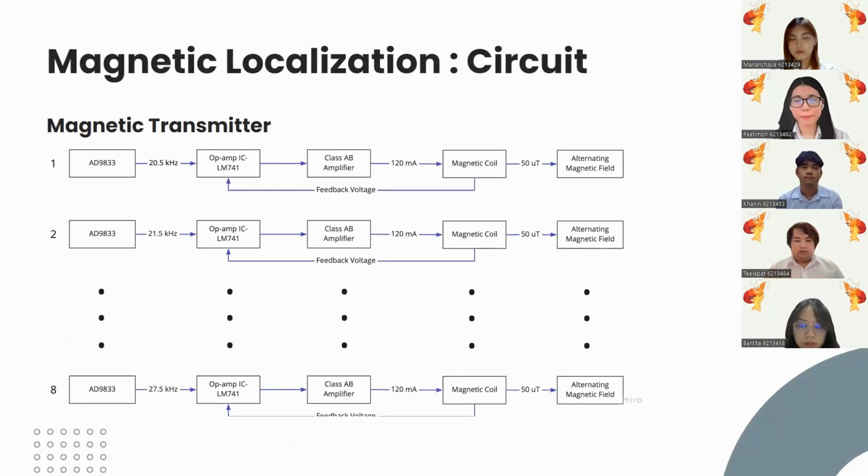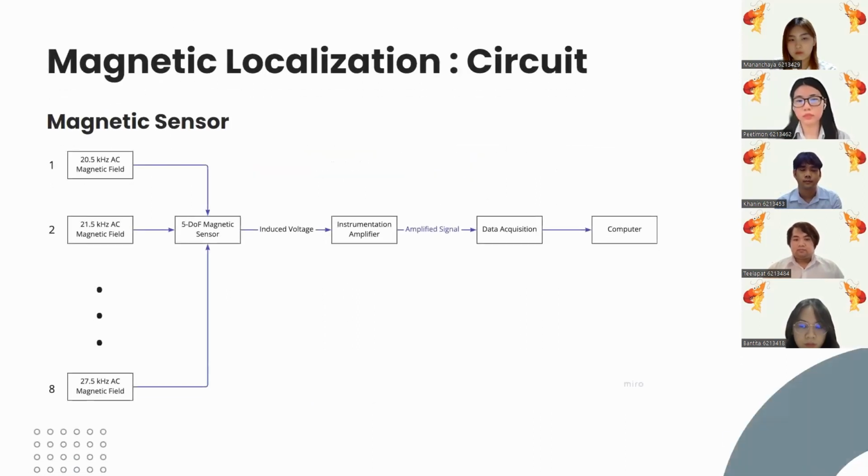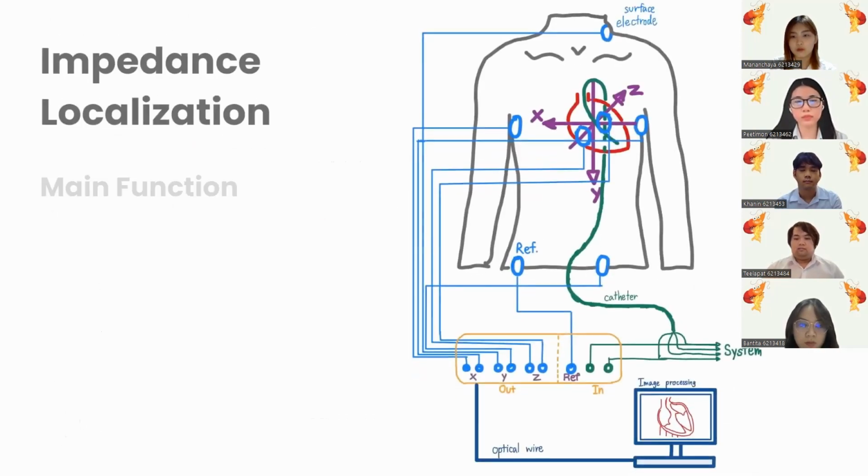For the circuit of the transmitter, it consists of 8 individual circuits that supply current to generate the magnetic field. Also, each transmitter will generate the field at a different frequency. This allows the position relative to each transmitter to be determined. Next, the circuit of the sensor consists of an instrumentation amplifier, since the output voltage from the sensor is at the microvolt level, so amplification is needed. Then the amplified signal is sent to the data acquisition and to the computer for image processing. And that's basically all about magnetic localization.